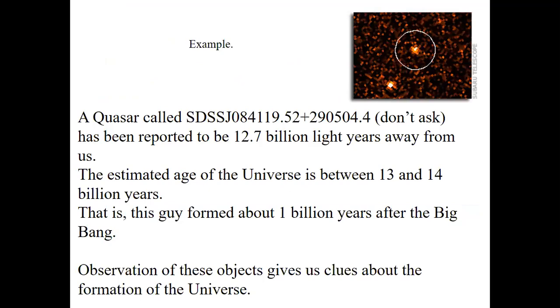Another example is a quasar called SDSSJ084119.52. We are not going to read this number, only that it is the name of this quasar. It has been reported to be 12.7 billion light years away from us. So we are seeing light that was emitted by this quasar 12.7 billion years ago. So maybe that quasar is there, maybe not, because it's a long time ago, right? So we are seeing the old picture of the universe here.